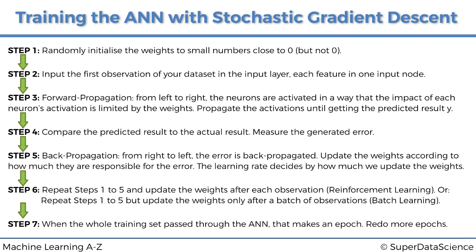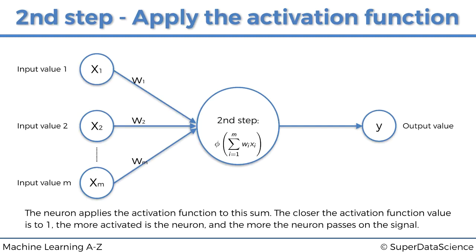Then the third step is forward propagation. So from left to right, the neurons are activated by the activation function in such a way that the higher the value of the activation function is for the neuron, the more impact this neuron is going to have in the network. That means the more it will pass on the signal from the nodes on the left to the nodes on the right. And so speaking of activation function, what we'll have to do in this tutorial to define the first hidden layer is to choose an activation function.